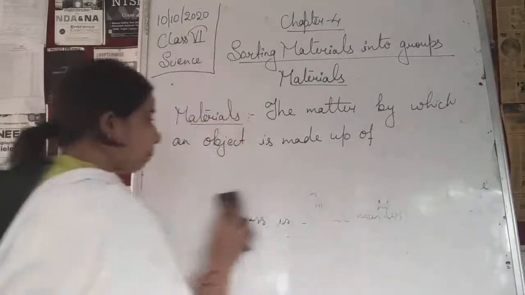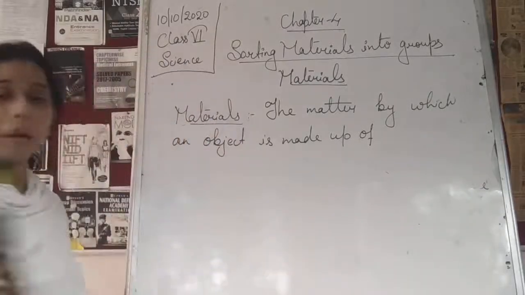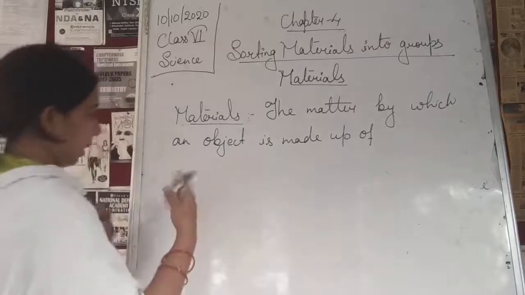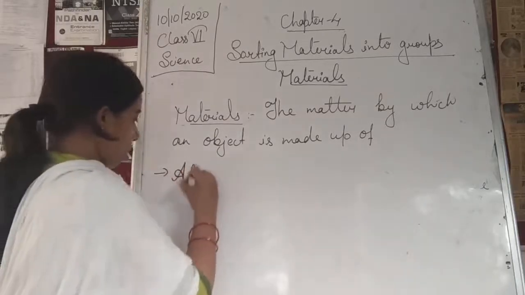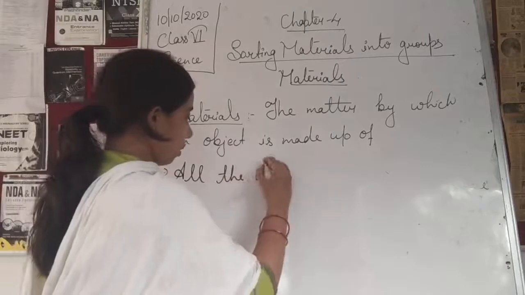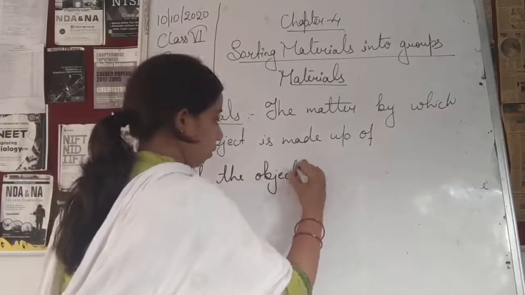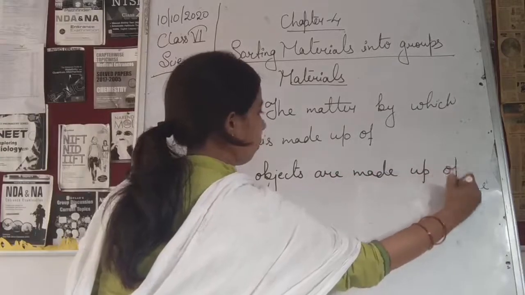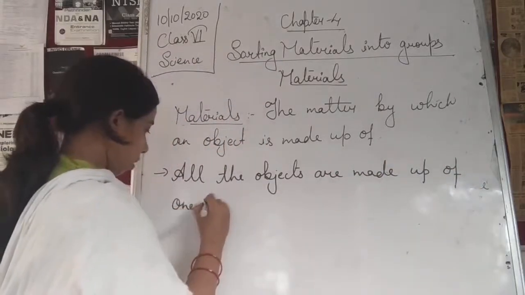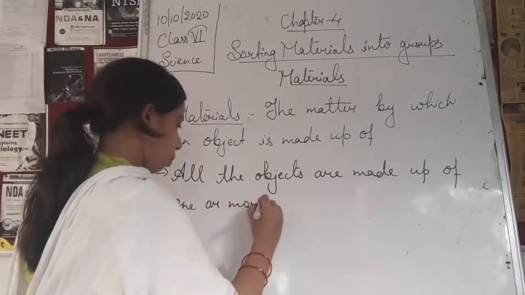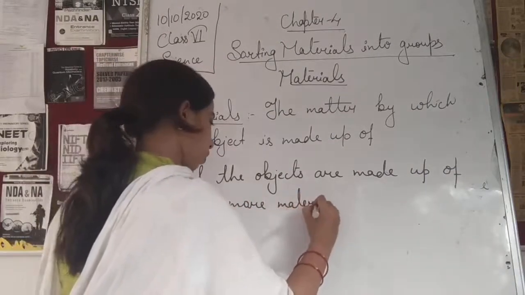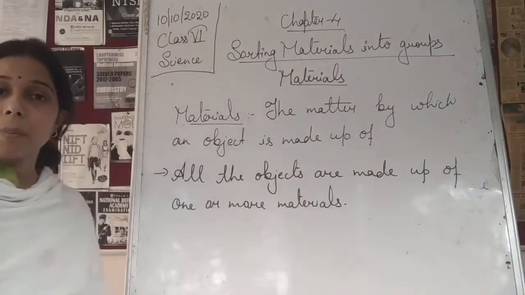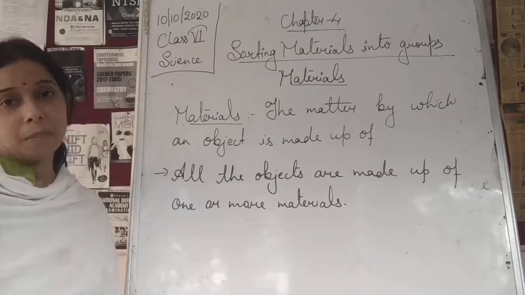So if we define the material, students, what is the material? The matter by which the object is made up of is known as material, and all the objects are made up of one or more materials. Okay, so all objects are made up of one or more materials.